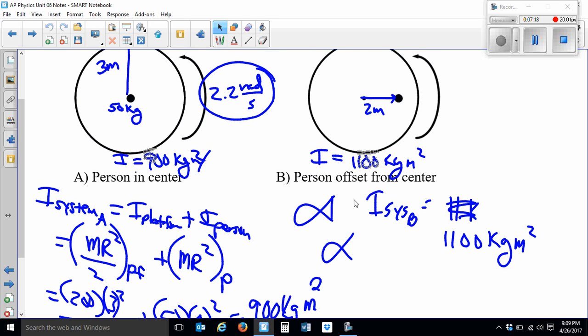So because you are farther out, you have a higher moment of inertia. It's harder to get you to start spinning. It's harder to get you spinning faster, the more mass that you have farther out. So again, mass farther out is harder to spin. It has a higher moment of inertia. Mass closer to that center of rotation, that axis of rotation, results in an easier object to cause rotation on. It's easier to spin it.